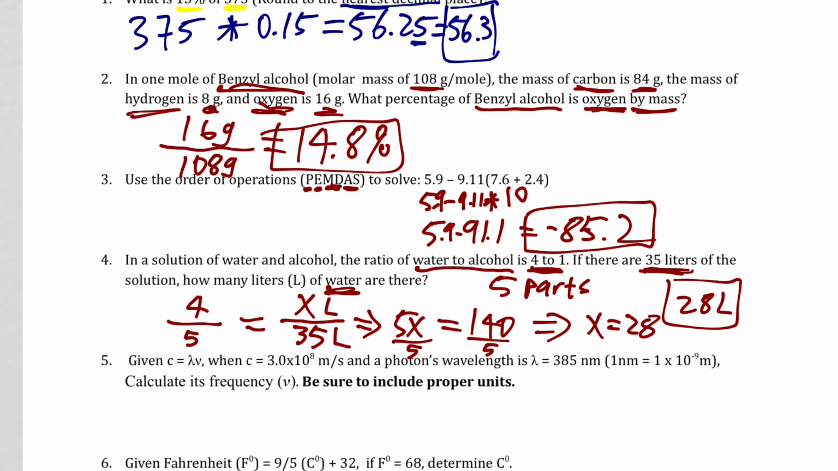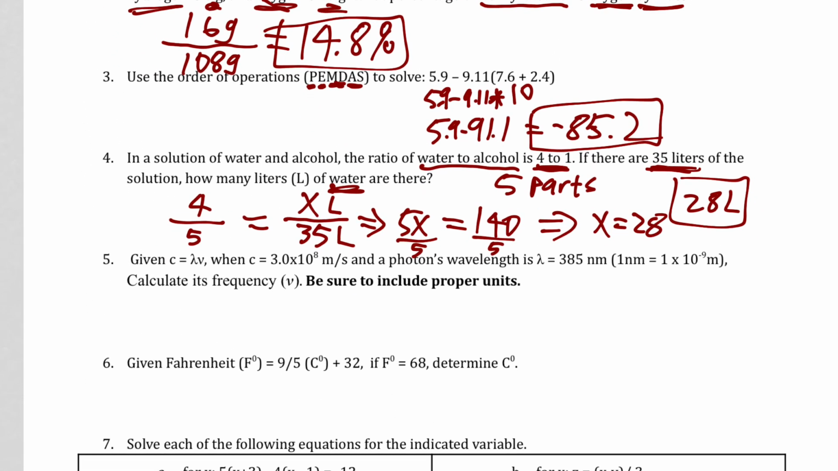And last but not least, it's E equals hc over lambda, or c equals lambda nu, and I keep wanting to say V, but it's not V. That is the letter nu, the V-looking letter, pronounced nu, like N-E-W, but it's actually N-U. It's a Greek letter. So you have that equation, you have the speed of light, which is 3.0 times 10 to the 8th meters per second. And you have lambda, which is given to you as 385 nanometers. And I gave you the conversion factor so that you can convert it right away.